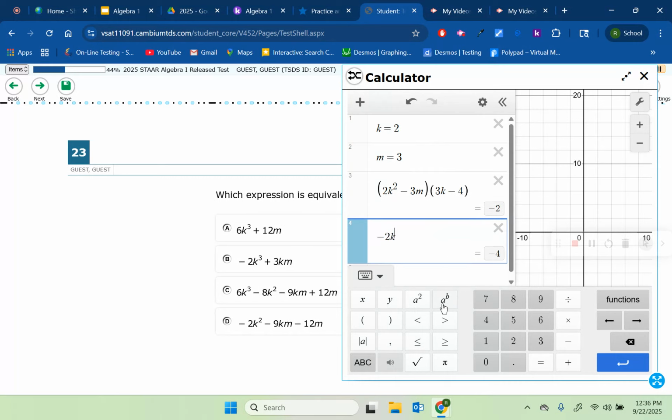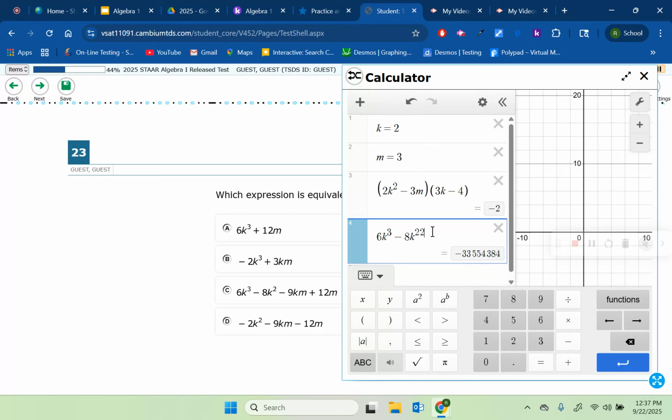-2K raised to the third power plus 3KM. 2, it's getting closer. It's one of these ugly answers over here. All right. 6K to the third power. The good news about all this, even though it takes a while, 8K squared, you're gonna get the right answer if you just are patient enough.